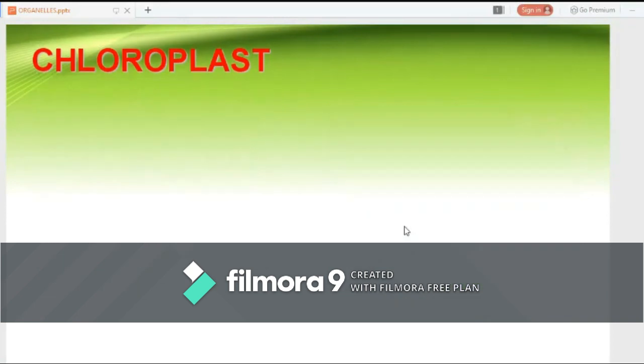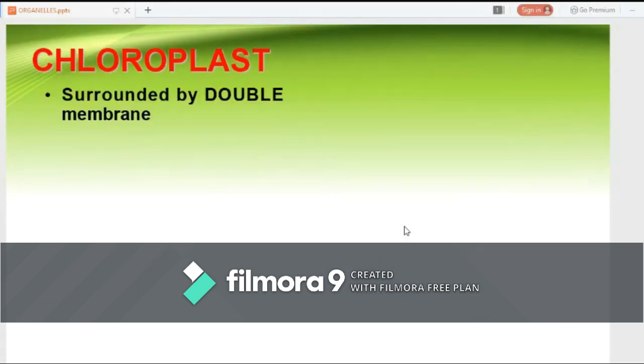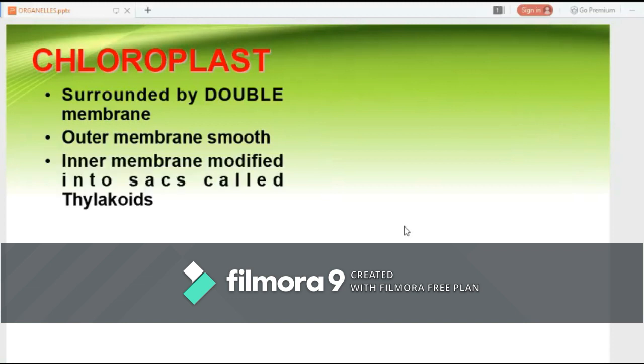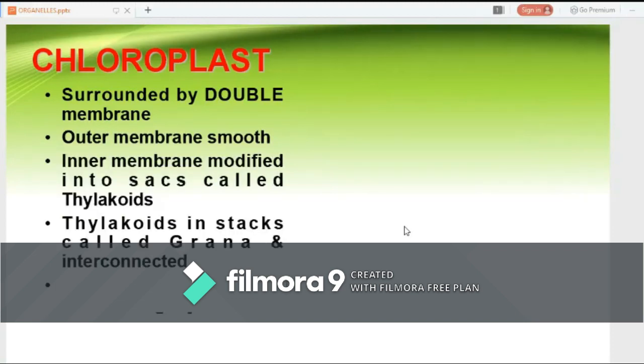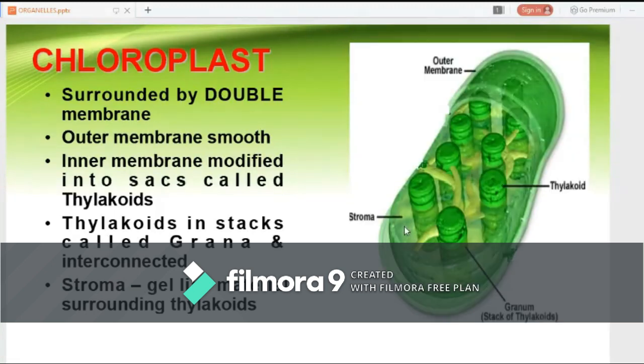Within the space enclosed by a chloroplast inner membrane is a set of interconnected and stacked membrane sacs called thylakoids. Each stack of thylakoids is called a granum. The fluid enclosed by the inner membrane that surrounds the grana, or in singular form, granum, is called the stroma.